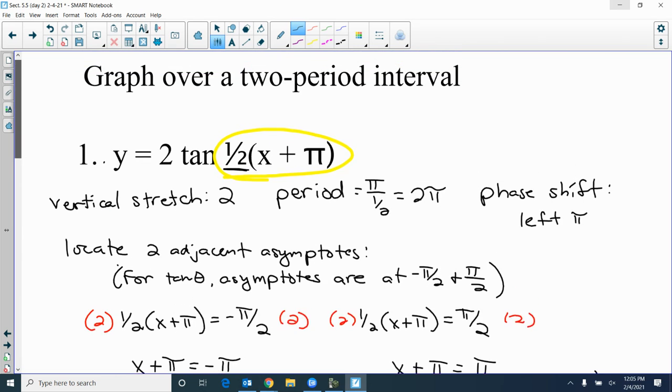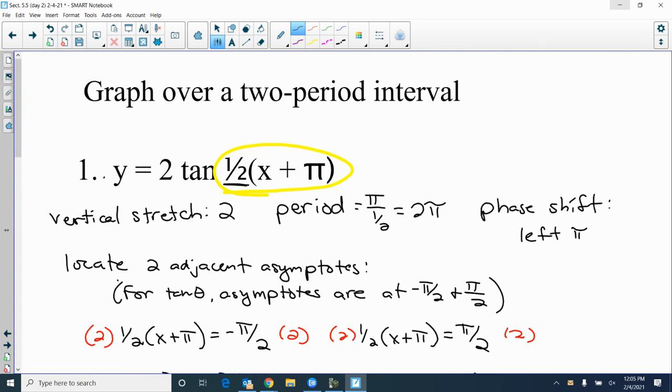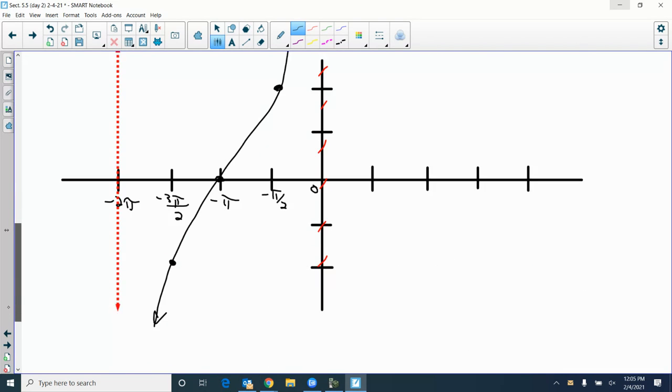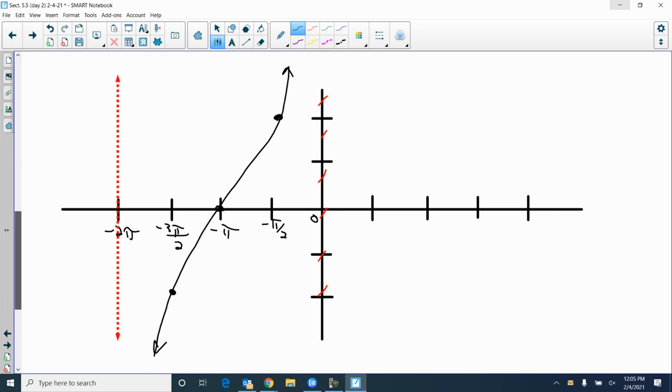It says graph it over a 2-period interval. Well, what does that mean? 2-period interval means you want 2 branches. And you can either move to the right or to the left. I don't need the points again, but I do need that second branch. And obviously for this one, it'd be easier if we move it to the right.